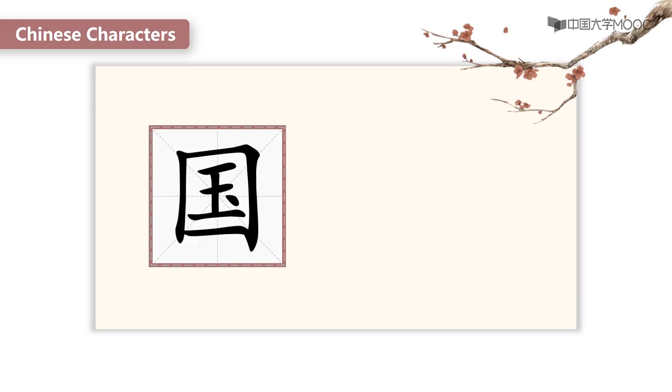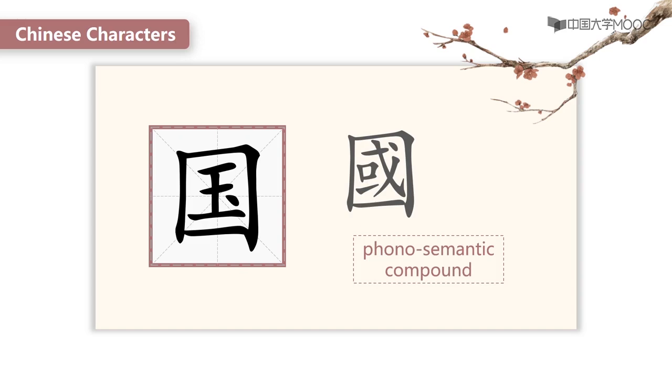国. Here is a complicated form of the character 国. It's a phonosemantic compound. The outside part is like a circle, which means the boundary or the enclosure, and the inner part refers to a weapon, which is supposed to be used to protect the territory. Now we use a simplified form, 国. It's an ideographic compound. The inner part is jade, which indicates the country is precious.